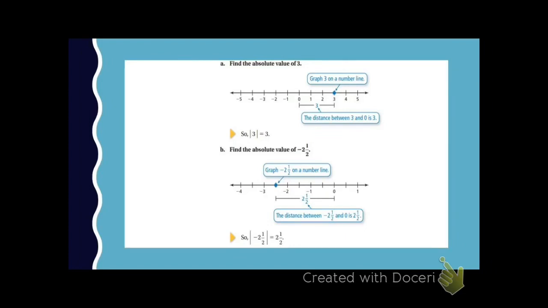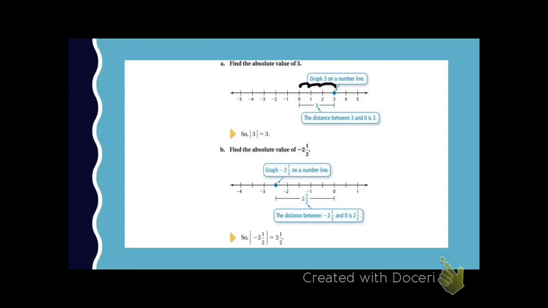All right, let's look at graphing it. If it says find the absolute value of 3, all right, so I go to 0, and I move towards my 3. How many places did I move? 1, 2, 3. So the distance between 3 and 0 is 3. So the absolute value of 3 is 3.